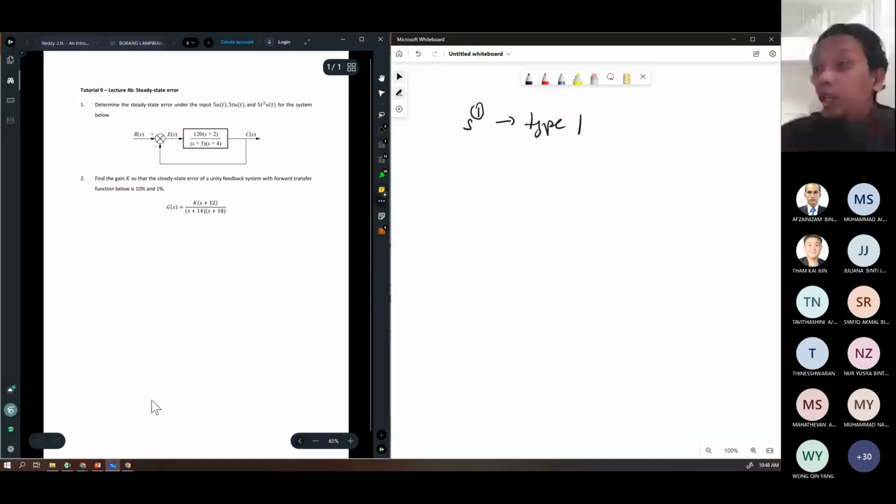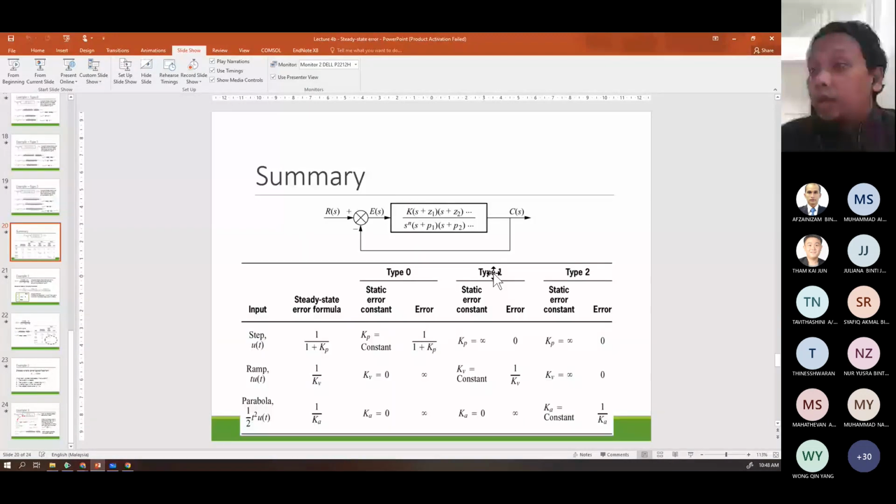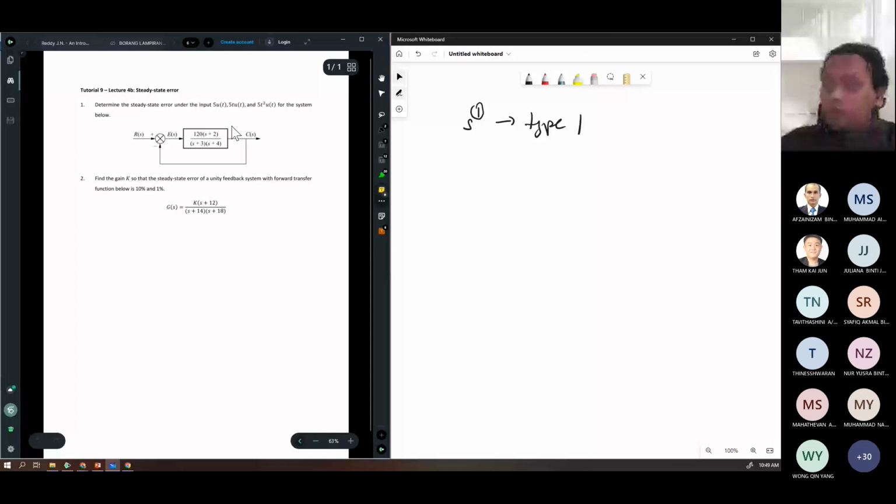For n equals 1, we can refer back to the lecture notes. Saya pun tak ingat, so kena refer balik. For type 1, we will only have steady state error for a ramp input. For step input and for parabolic input, we have 0 steady state error and infinity steady state error. So for this question, if we use 5 UT, we get 0 steady state error. If we use 5t squared UT, we have infinity steady state error. So now we only need to determine the steady state error when we use 5t UT.